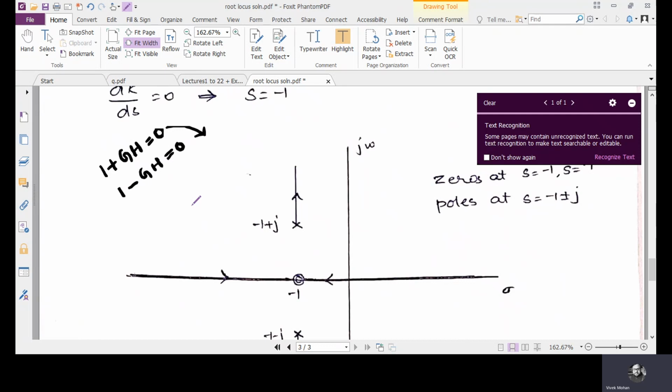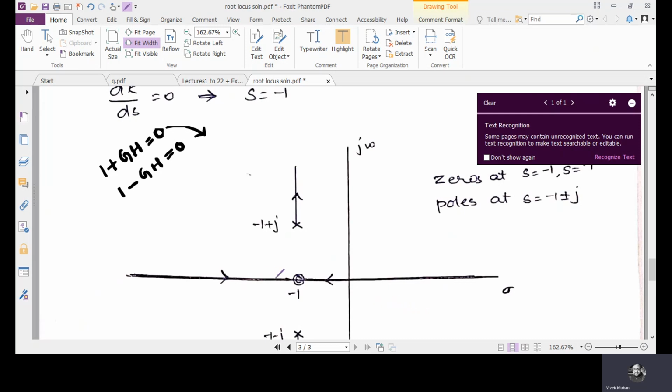So when you convert this to a positive feedback system, it becomes 1 minus GH equals 0, and you have to invert it. So in whichever segments on the real axis the root locus is not a part of, those would be the part of the root locus in the inverted root locus. So basically the whole real axis will be a part of the root locus plot in the positive feedback system.